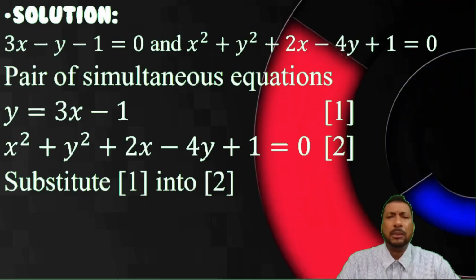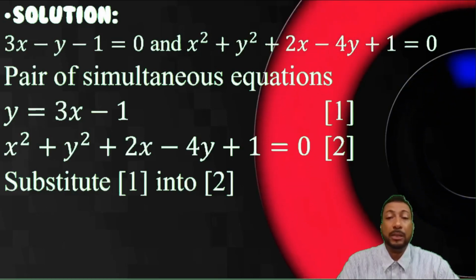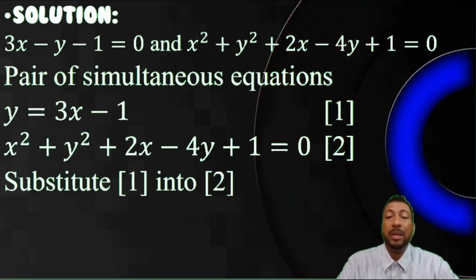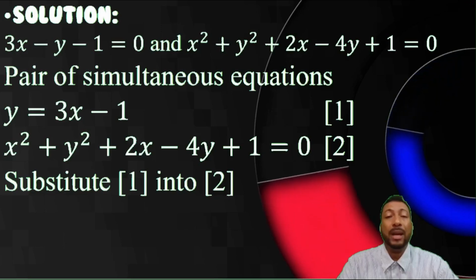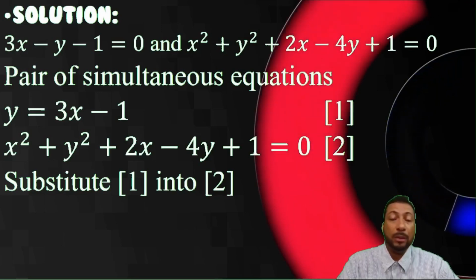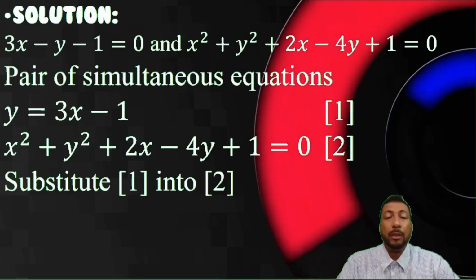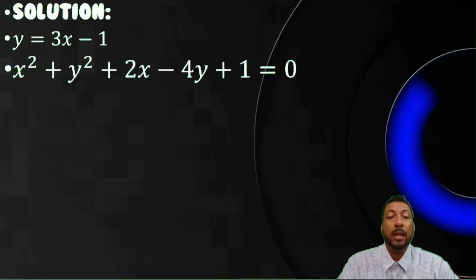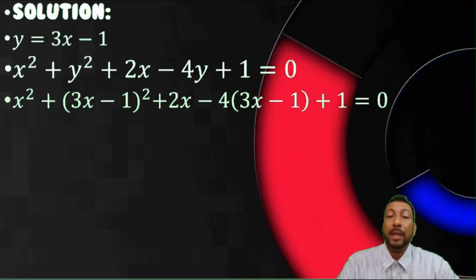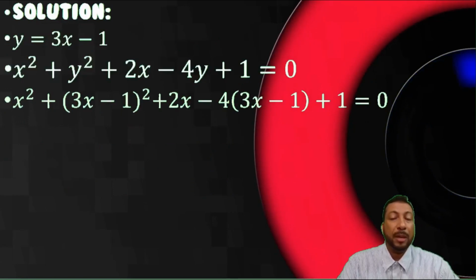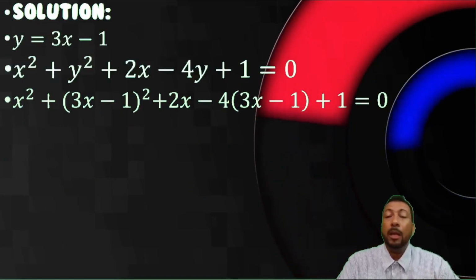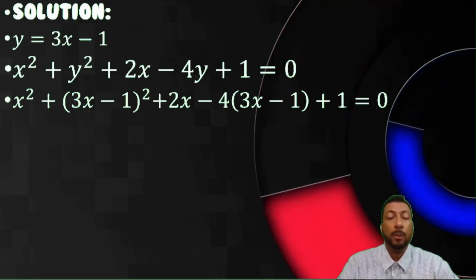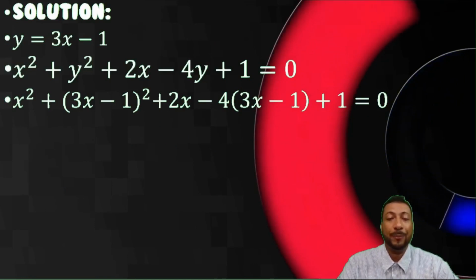Well, when we look at this, we should see that it's just a pair of simultaneous equations. We can take our first equation and rearrange it to make y the subject. So we'll have y is equal to 3x minus 1. Why do we want to do that? Because we want to substitute that equation 1 into our equation 2. So in doing so, we'll have x squared plus (3x minus 1) squared plus 2x, take away 4 times (3x minus 1), plus 1 equals 0.